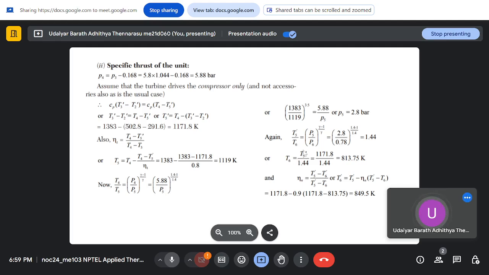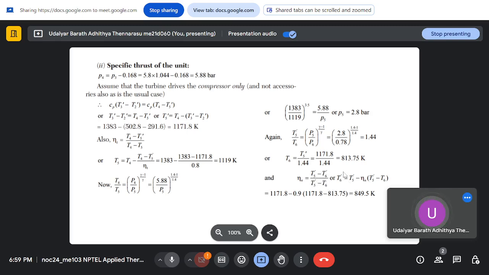So T6 is T5 dash by 1.44, which is 1171.8 divided by 1.44. So this comes out to be 813.75 Kelvin, assuming it's an isentropic process. Now the nozzle efficiency is given. So nozzle efficiency is the actual divided by ideal. So actual is T5 dash minus T6 dash divided by T5 dash minus T6.